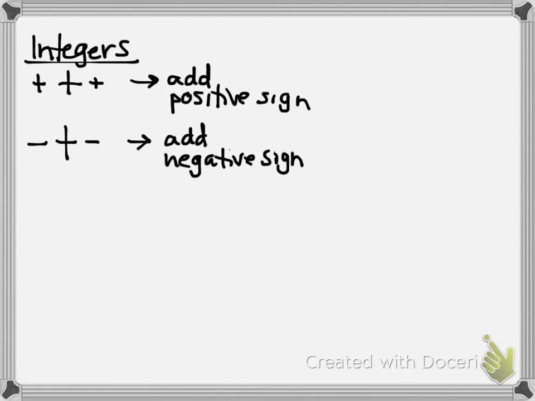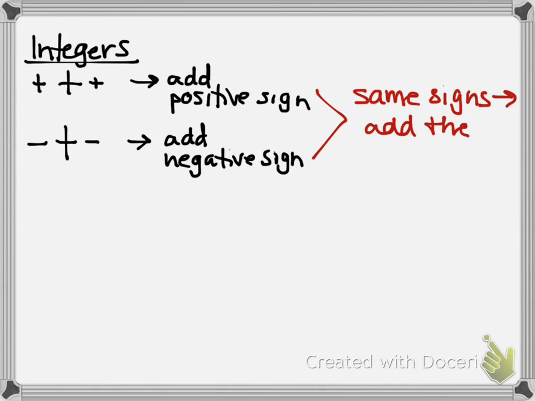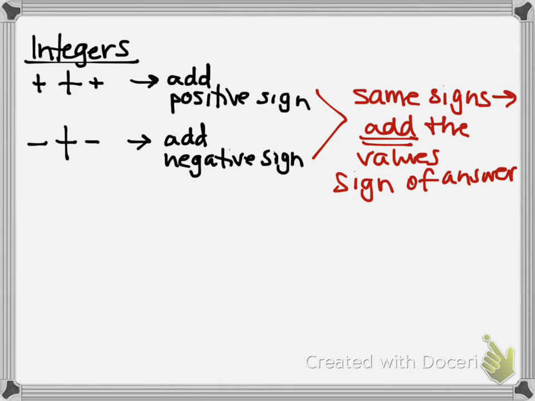So if I had to come up with a general rule, in the top situation, both my numbers were positive, so they had the same sign. In the second situation, both of my numbers were negative, so they had the same sign. So when I have the same signs, I add the values, and then the sign of the answer matches the sign of the numbers. Ooh, matches.